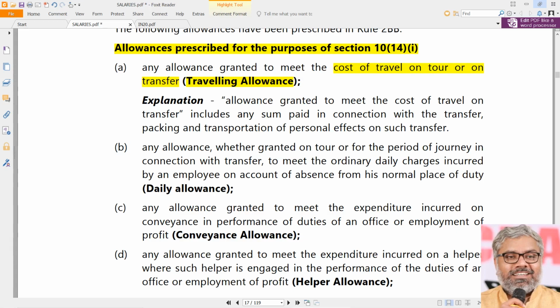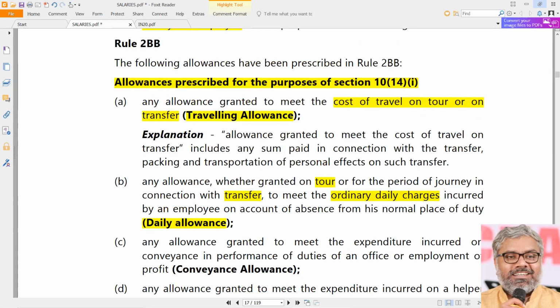Essence is what? This allowance is given to the employee when the employee travels on a tour or because of a transfer. Popularly in the real world, this is called TA. TA, DA, these are called. One is traveling allowance, one is daily allowance. Popularly, these are called TA and DA. So, traveling allowance is given for cost of the travel on tour. Daily allowance is given, same. Once again, when the employee is on tour or is transferred for certain period to meet the ordinary daily expenses, that will be given by employer to employee. That is called daily allowance.